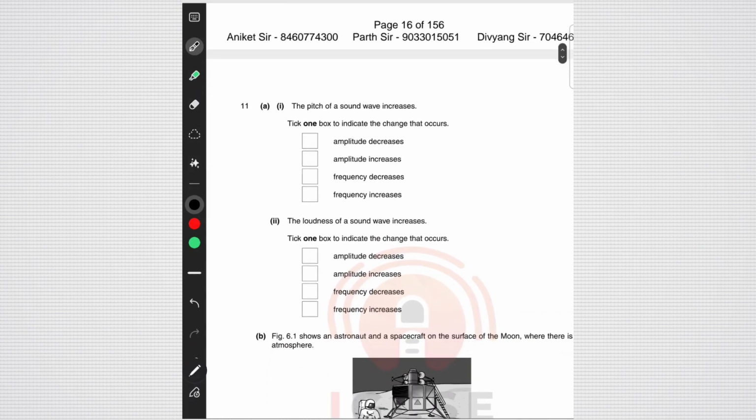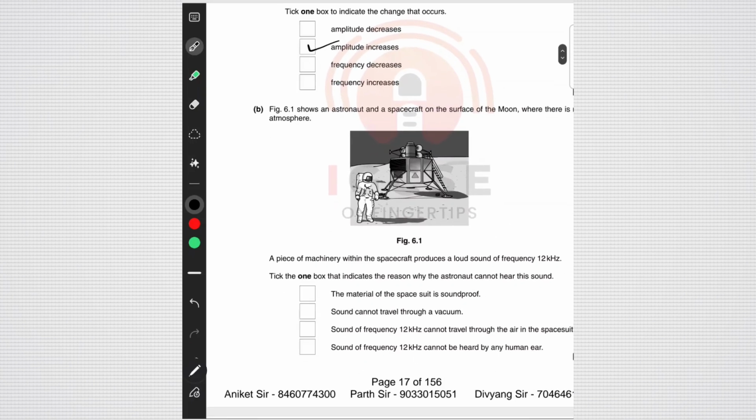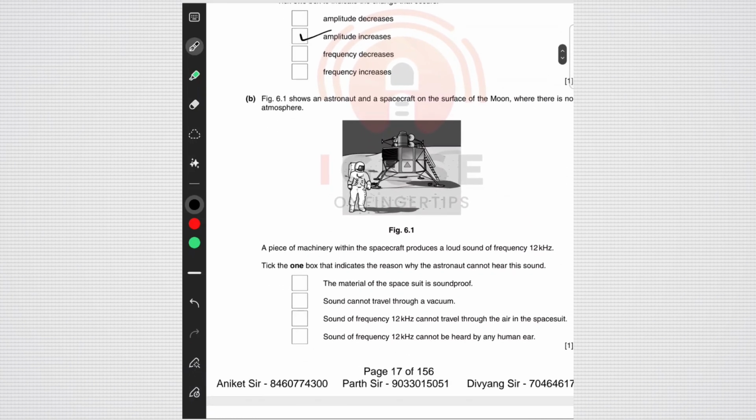The pitch of the sound increases. Tick one box to indicate the change that occurs when pitch increases: frequency also increases. Loudness of the sound wave increases, therefore amplitude also increases. Then we have figure 6.1, which shows an astronaut and spacecraft on the surface of the moon where there is no atmosphere. A piece of machinery within the spacecraft produces a loud sound of frequency 12 kilohertz. Tick one box that indicates the reason why the astronaut cannot hear the sound: because sound only travels with the help of a material medium. As there is no atmosphere, he will not be able to hear this.